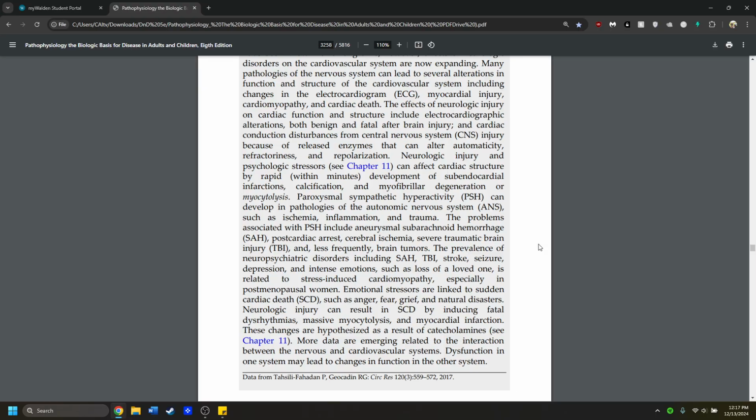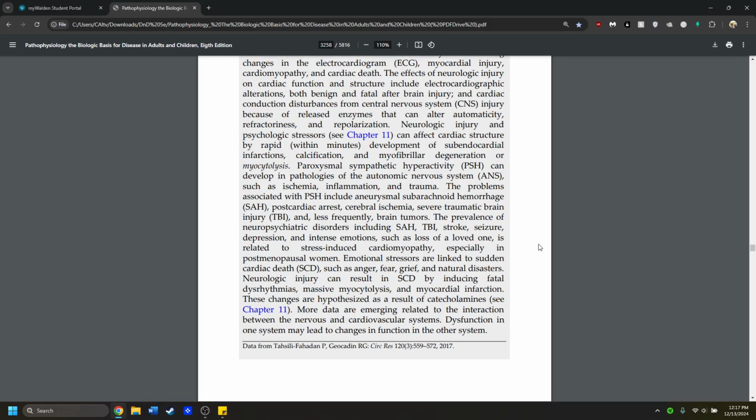Emotional stressors are linked to sudden cardiac death, such as anger, fear, grief, and natural disasters. Neurologic injury can result in SCD by inducing fatal dysrhythmias, massive myocytolysis, and myocardial infarction. These changes are hypothesized as a result of catecholamines. More data are emerging related to the interaction between the nervous and cardiovascular systems, and dysfunction in one system may lead to changes in function in the other.